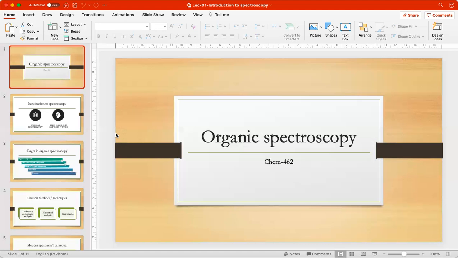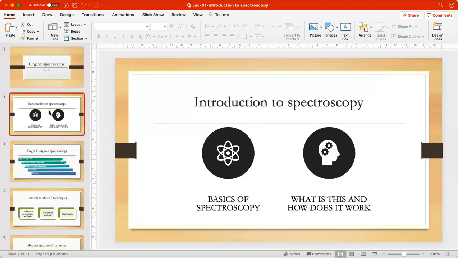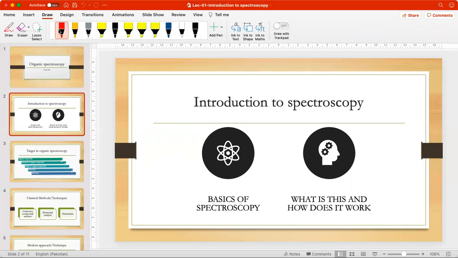So first of all, we come to the basics of spectroscopy. Understanding the fundamentals of spectroscopy. What is this, and how does it work?